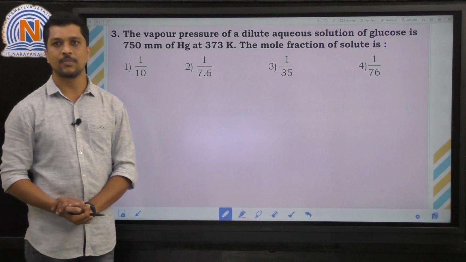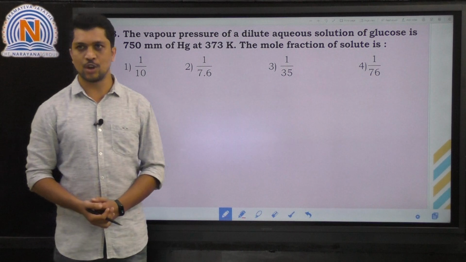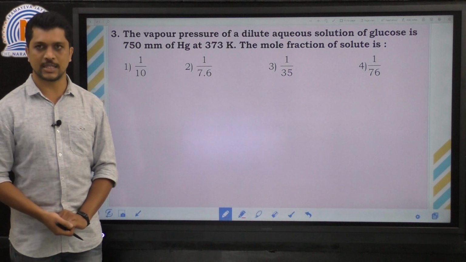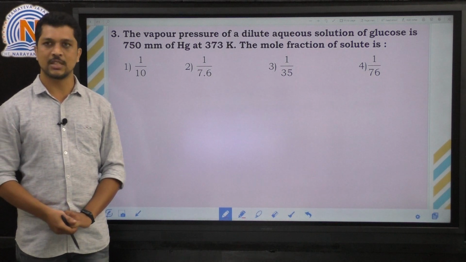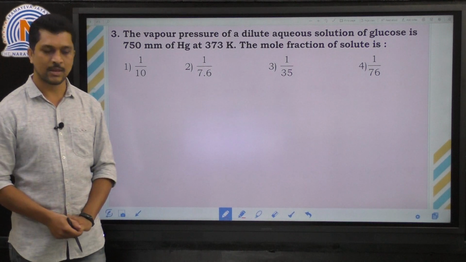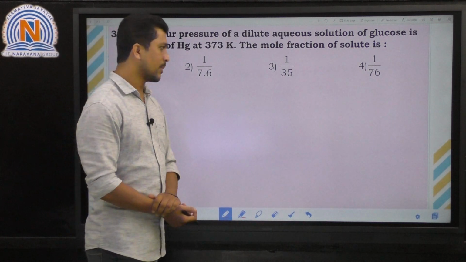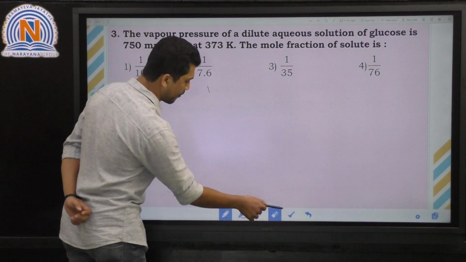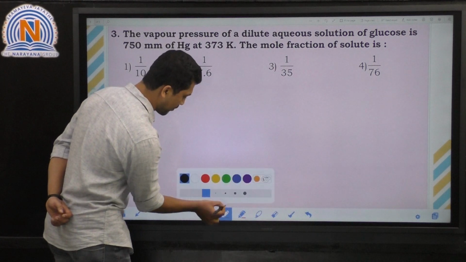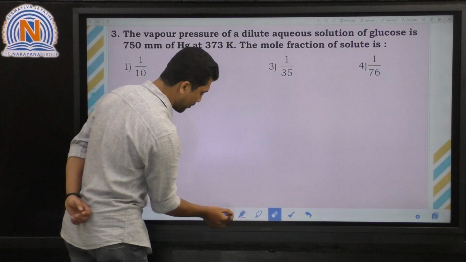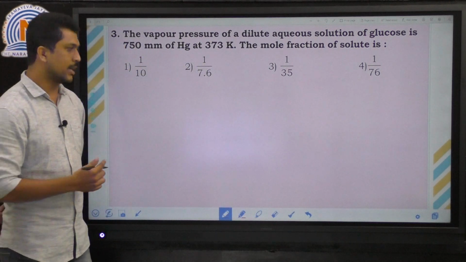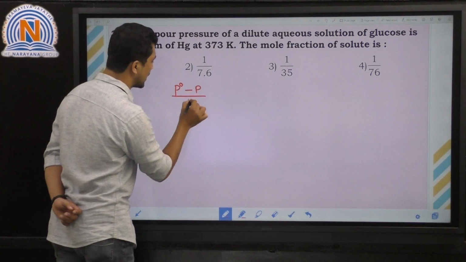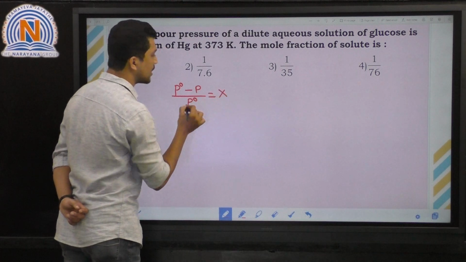Here is the third problem. The vapor pressure of a dilute aqueous solution of glucose is 750 millimeters of Hg at 373 Kelvin. The mole fraction of solute is? So we know Raoult's law. The formula for Raoult's law is (P0 minus P) by P0 equal to the mole fraction, that is X.